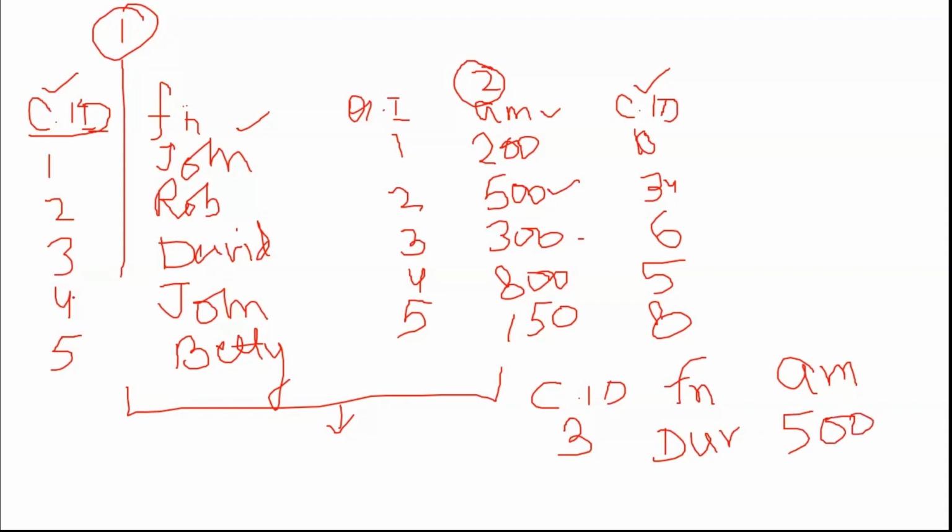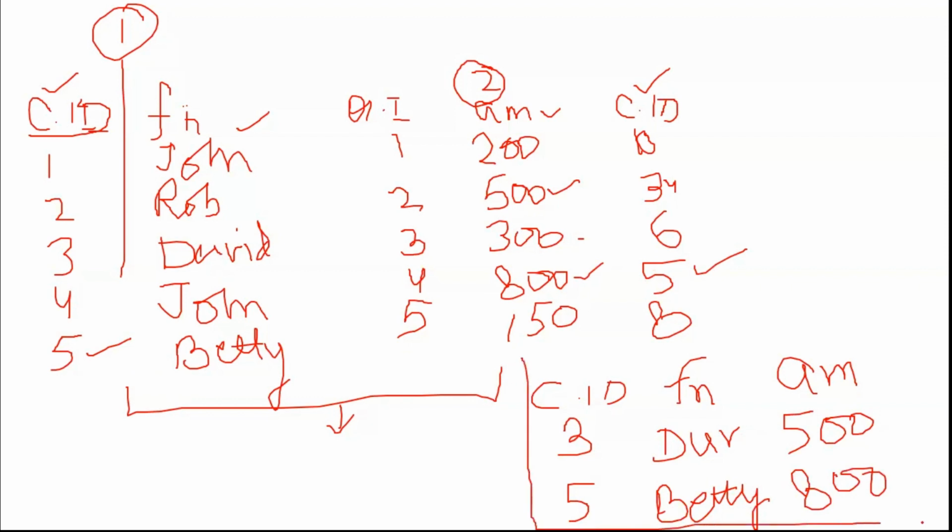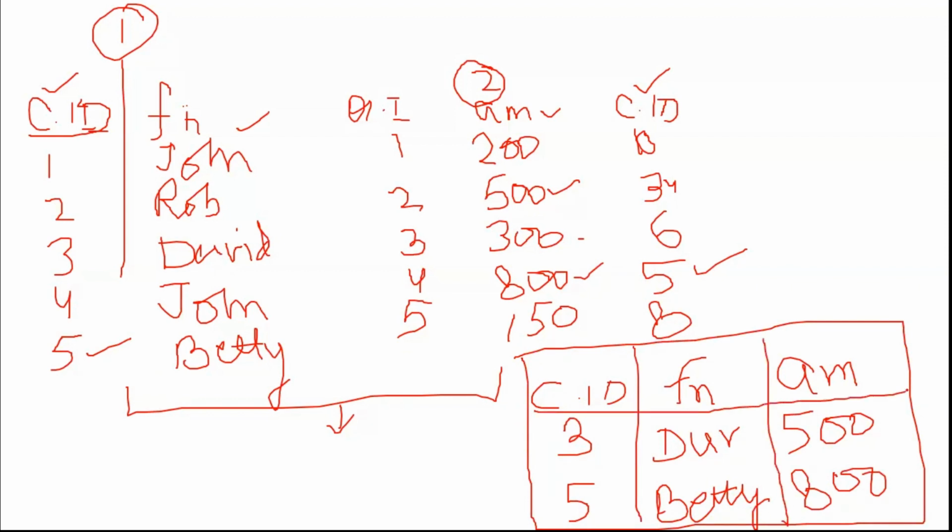What will be the second thing? 4 available? No. 5 available? Yes. So the second customer ID is 5, that is Betty. And what is the amount for her? That is 800. Anything common? No. So this will be your result table or final output table when you are implementing inner join. Like this, it is performed.